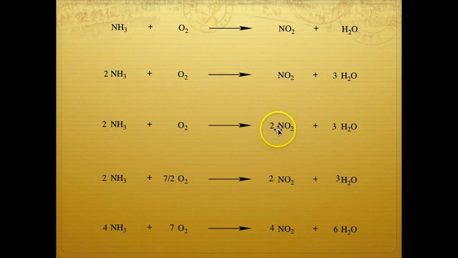So if we look here, we've got 4 oxygen plus 3 is 7. We got 2 here, so we need 7 halves of O2. 7 halves times 2 is 7. That balances the 7 oxygens on the product side. But let's remove this fraction by multiplying by 2 across the entire equation, all coefficients. So 2 times 2 is 4. 2 times 7 halves is 7. 2 times 2 is 4. 2 times 3 is 6. So here is the balanced equation.